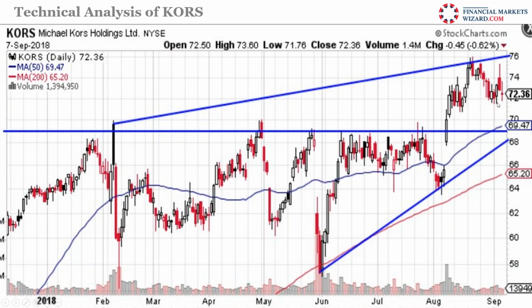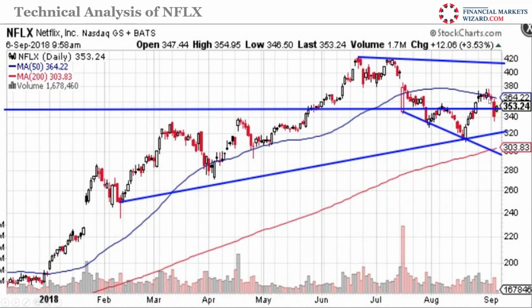KORS, Michael Kors is just sitting here at support. So it needs to move up aggressively for me to be excited and feel good about it. So once it does that, I will go long. Otherwise, nothing to be excited about right now. It's on my watch list.